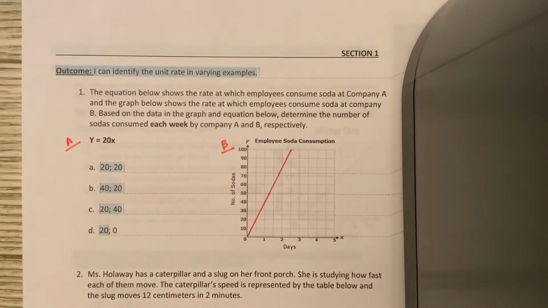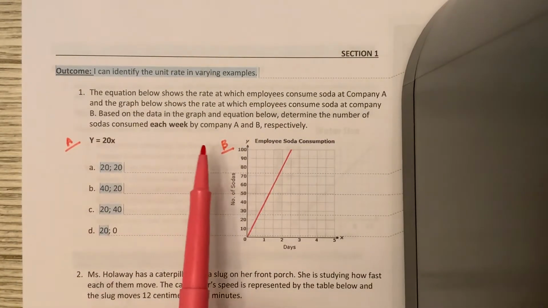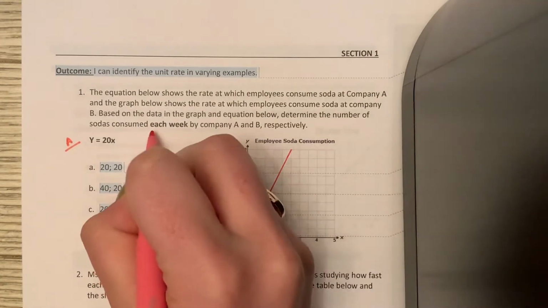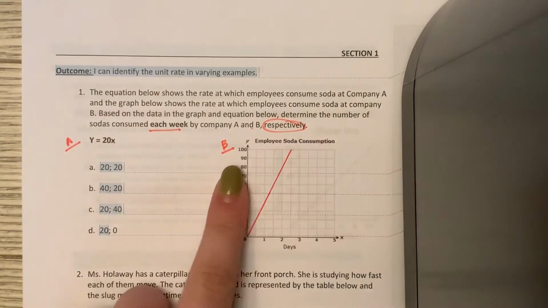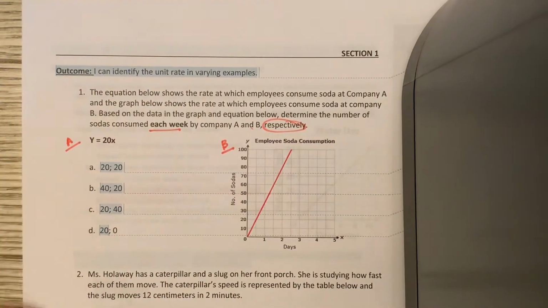It's really important that I use those labels because I don't want to get confused with which rate goes with which item. Based on the data in the graph and the equation below, determine the number of sodas consumed each week by company A and B respectively. If we were in class, I would ask all of you if anyone knows what the word respectively means. Think to yourself, what do you think that word means? Respectively means in the order that it's written. So if A comes first and B comes second, A is going to come first in the answer choice and B is going to come second.